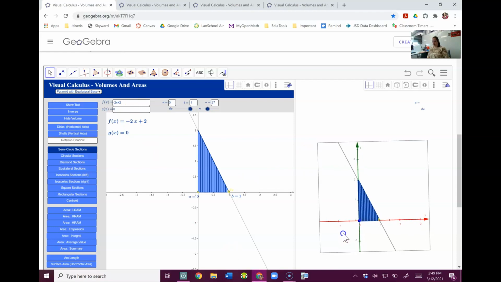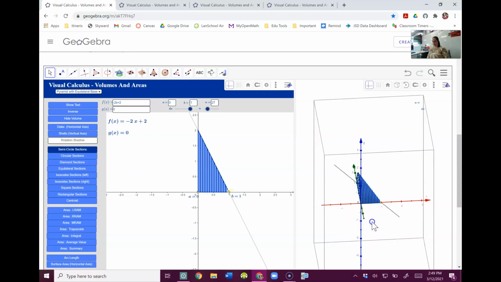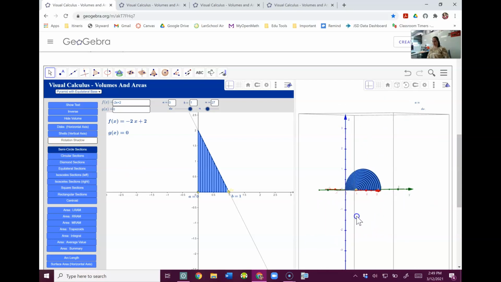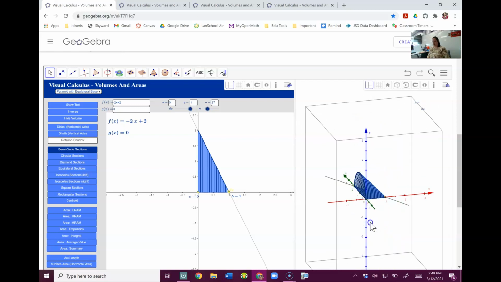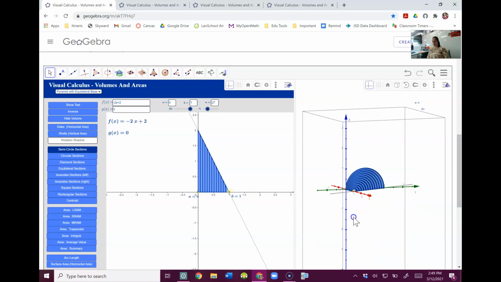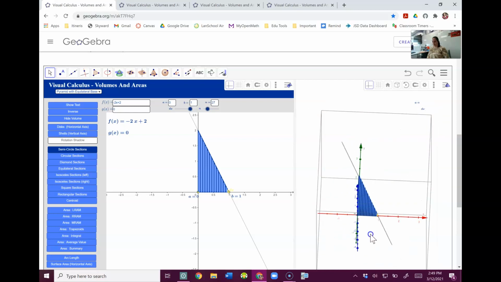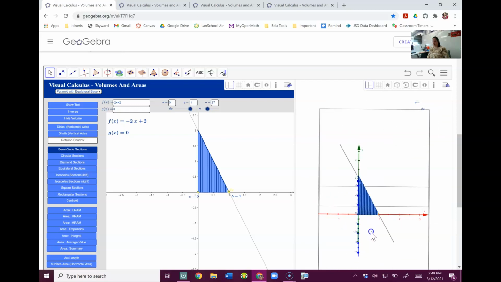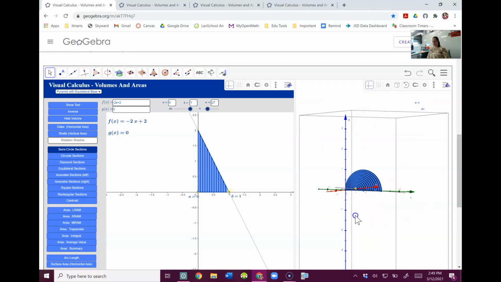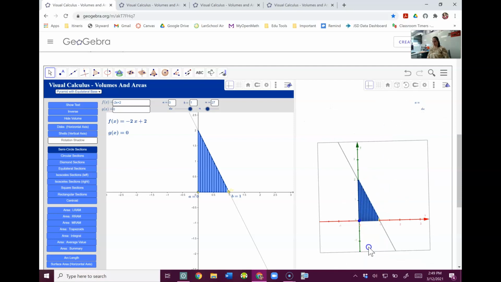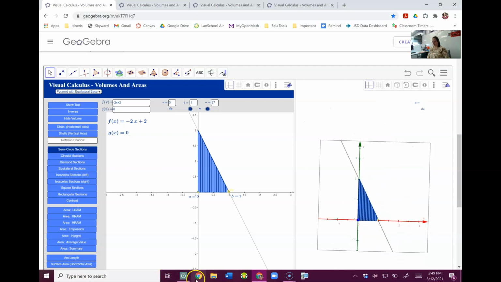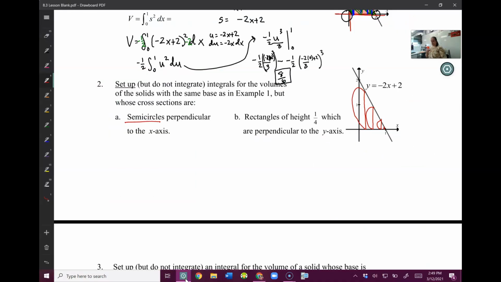Here's our triangle shape. I have it set to semicircle sections. If we tilt it, you can start to see what this 3D shape looks like. So there's my triangle. There's my semicircle cross sections. We can start to visualize what this looks like. So let's go back to our problem.